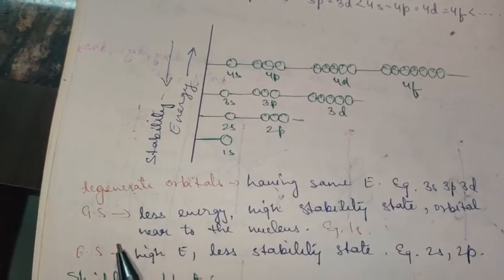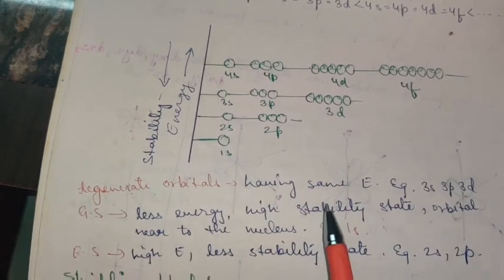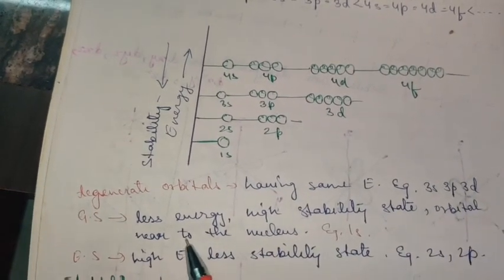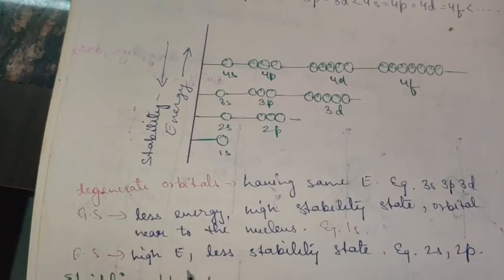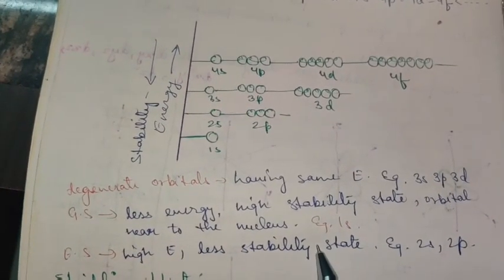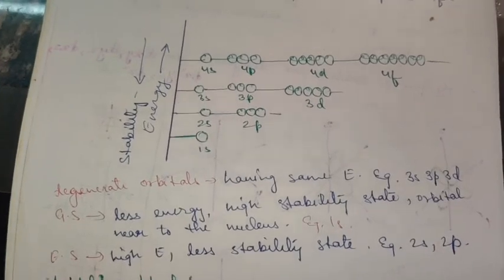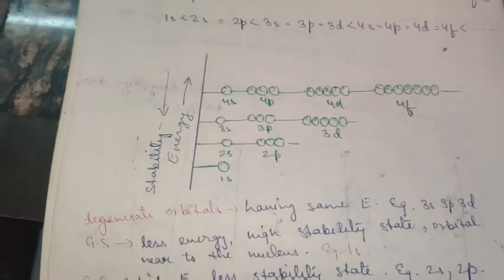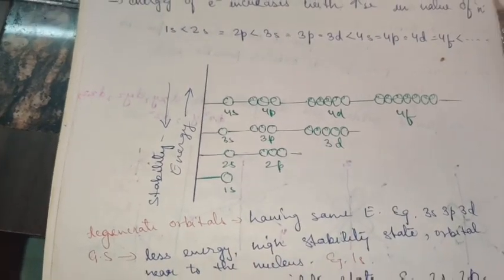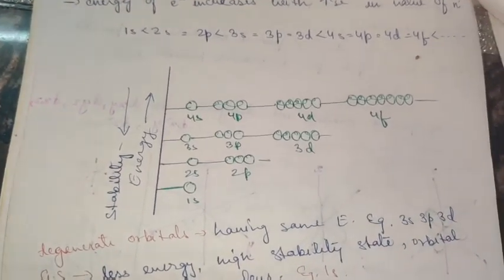Ground state has less energy, high stability state, and the orbital is near to the nucleus. Example, 1s. Whereas excited state means high energy, less stability state. Example, 2s and 2p. I hope it is clear, children, because these terms degenerate and degeneracy will be frequently used, so I want these terms to be clear to you.